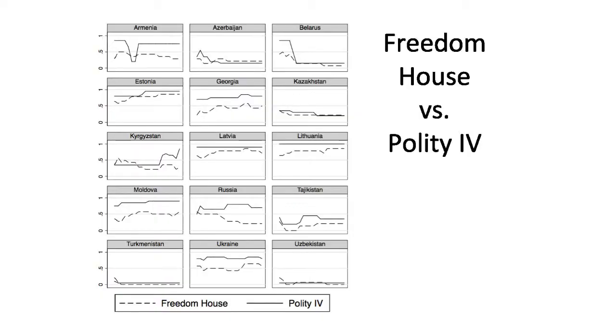So how do these different measures evaluate particular countries? Well, here's all 15. I don't know, can you see in the back? Two different measures, 15 post-Soviet states.